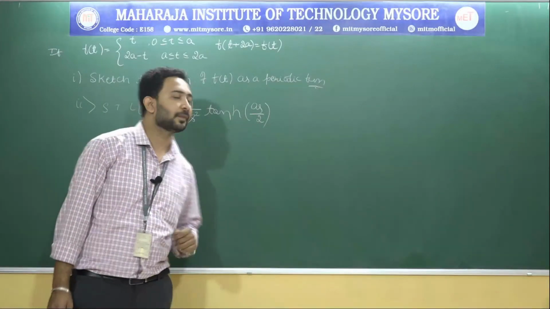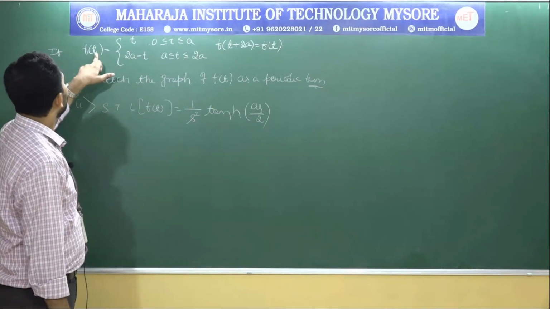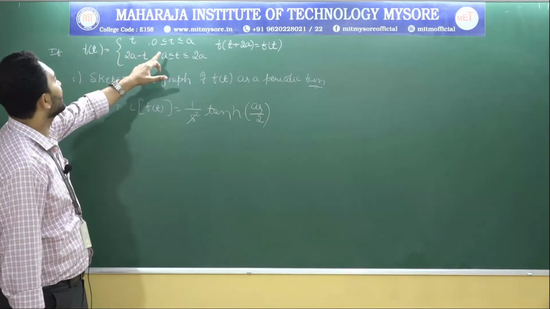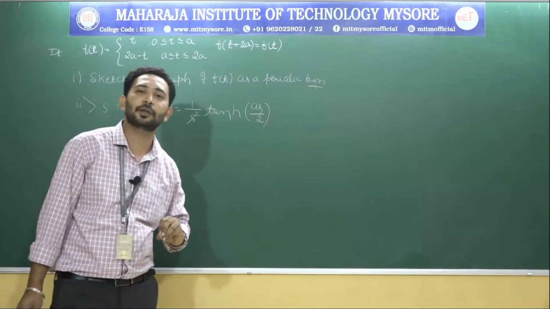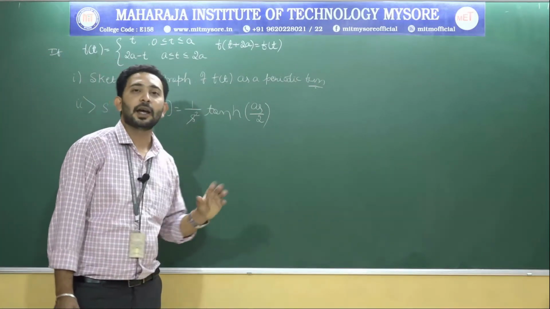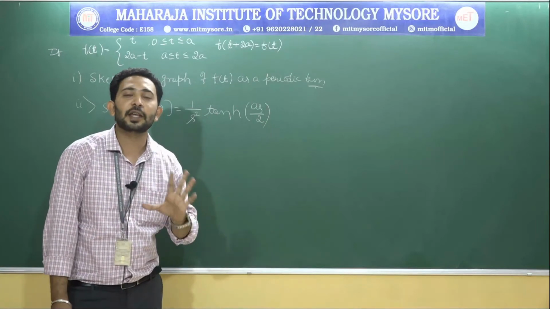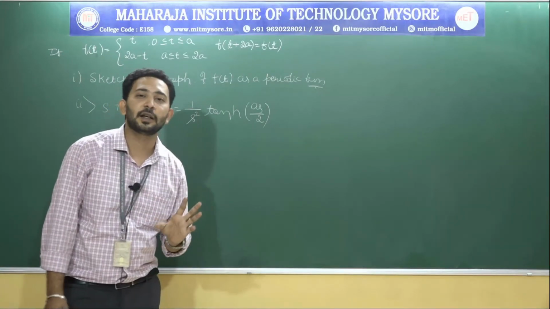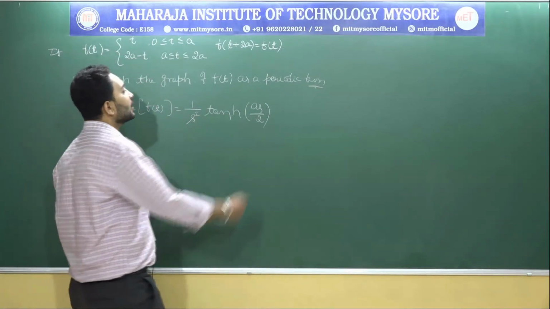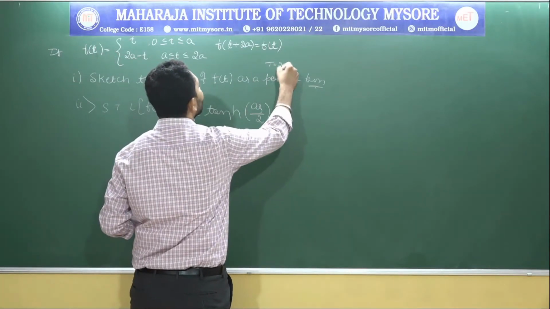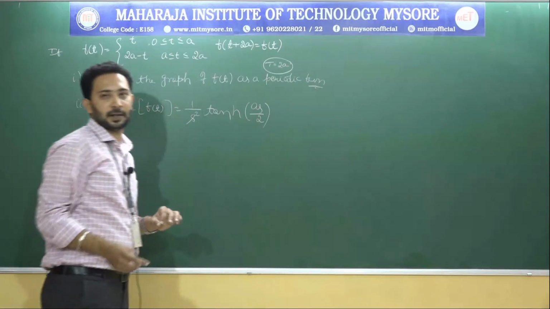Okay. Next problem. See here, we have f of t equals t for 0 less than or equal to t less than or equal to a, 2a minus t for a less than or equal to t less than or equal to 2a, and f of t plus 2a equals f of t. So what is the period here? We have f of t plus 2a, so capital T is 2a. So this is the period.